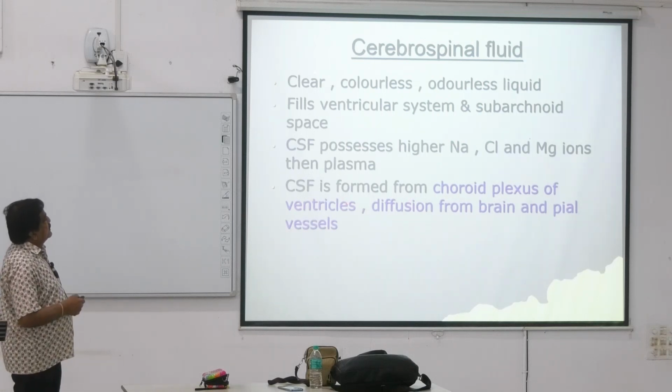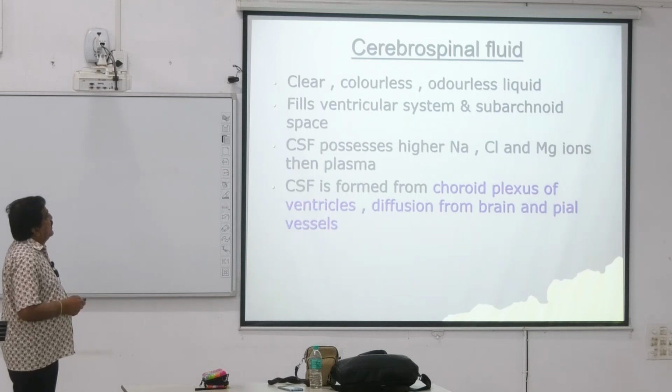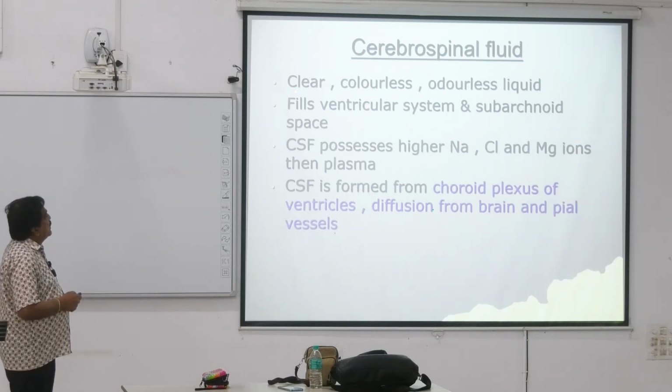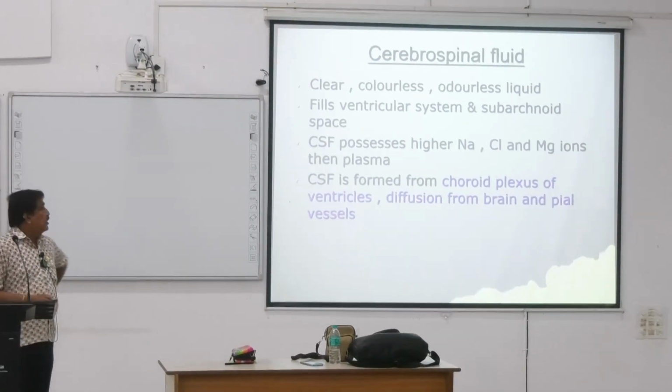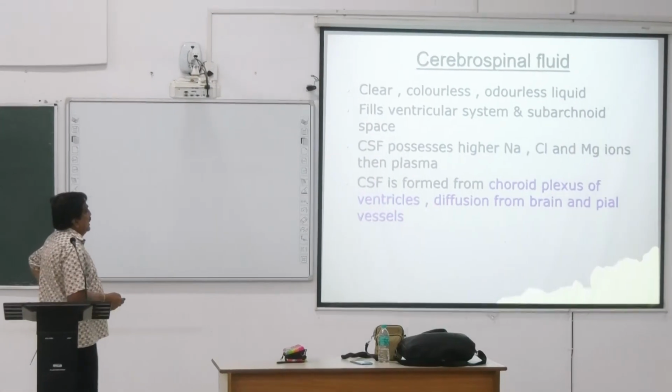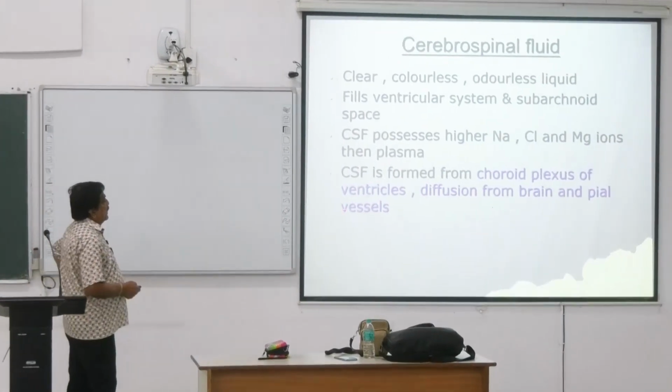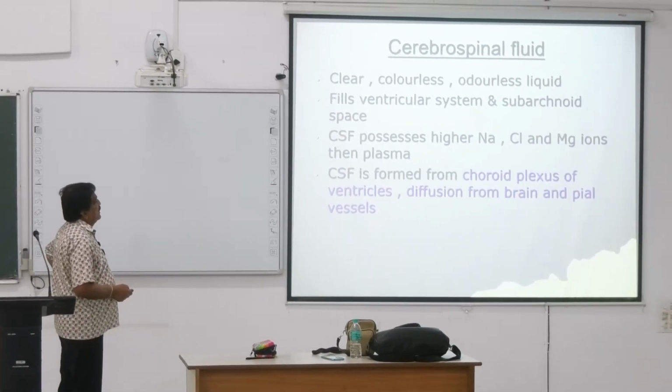Now, the content of the cerebrospinal fluid: it is a clear, colorless, odorless liquid that fills the ventricular system and subarachnoid space. CSF possesses higher sodium, chloride and magnesium ions than plasma. Where is CSF formed from? It is formed from the choroid plexus of the brain ventricles and by diffusion from the brain into the pial vessels.